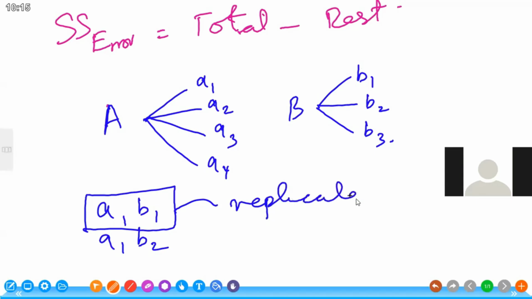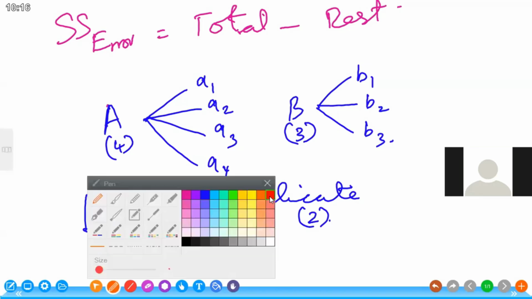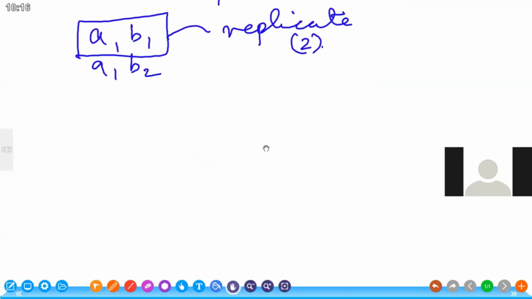That is why we have the replication. Without replication, we cannot calculate the error term. So that is why we are replicating. So it has been replicated twice, right? 2 times. So here, 4 A levels, 3 B levels, and 2 replicates. Did you understand? I can take another example, maybe I will talk about another example later.